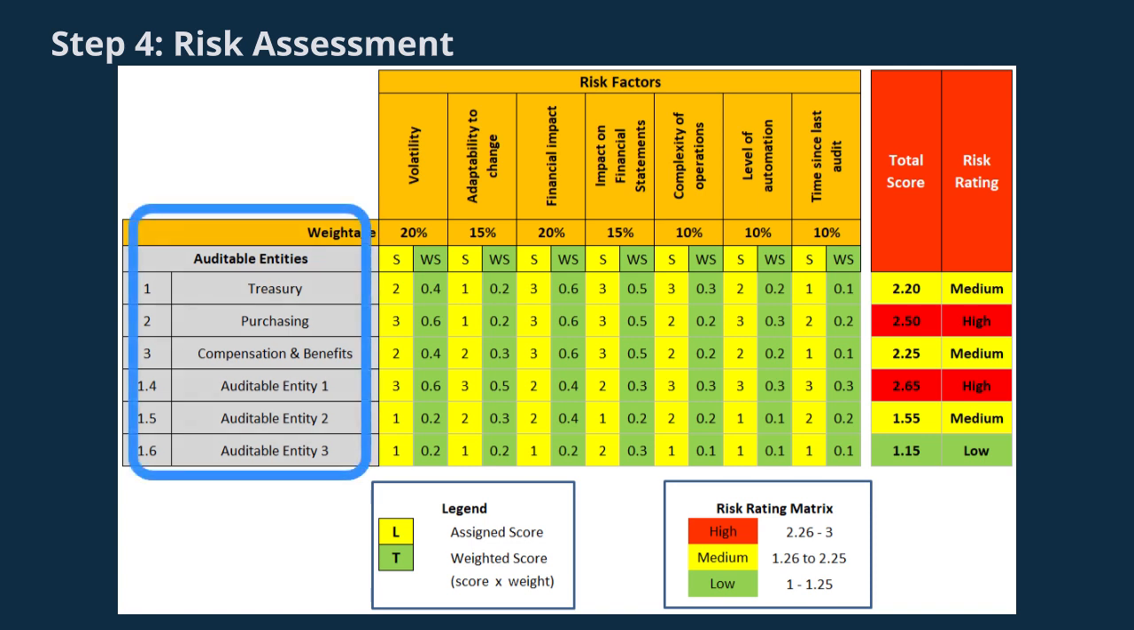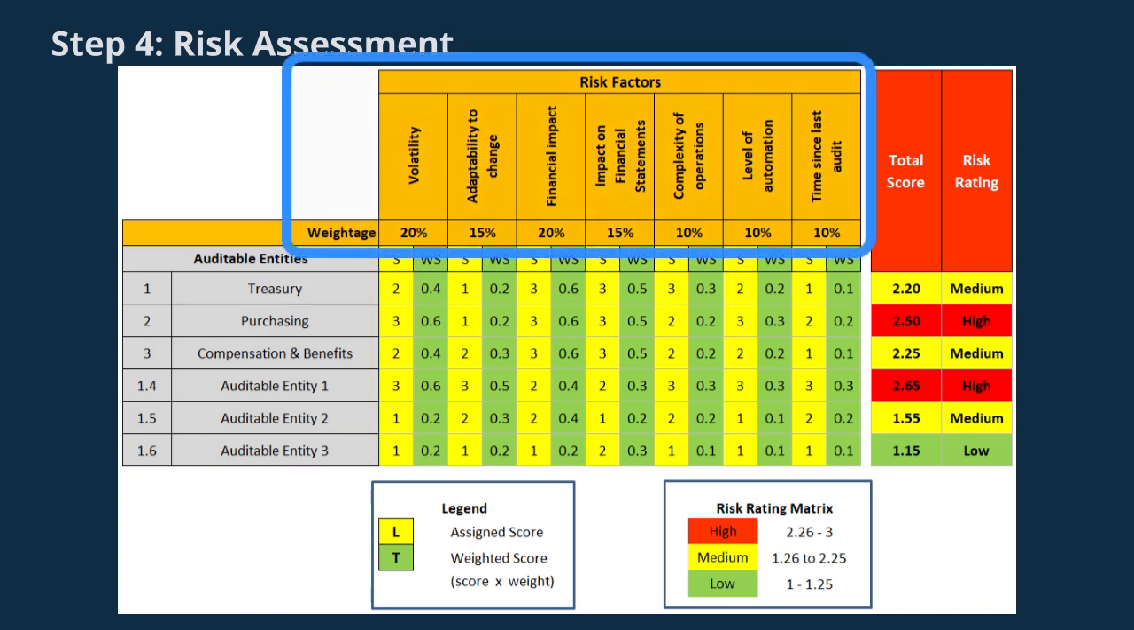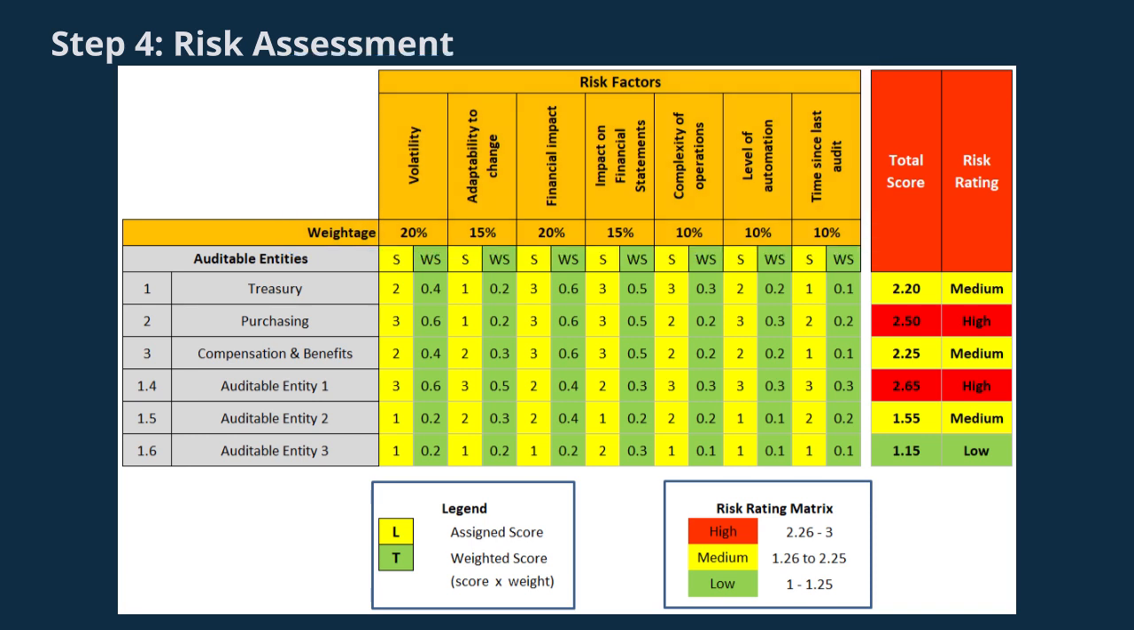Start by listing down the auditable units in the first column as shown here. Refer to part 1 of this series on how to identify auditable units. Next, write down the risk factors that you had identified in the previous step in each column as shown here and state the weightage of each factor underneath it. Then for each risk factor, create 2 columns. The first column for score and the second column for the weighted score. Insert a formula to auto-calculate the weighted score, which is score multiplied by the weightage.